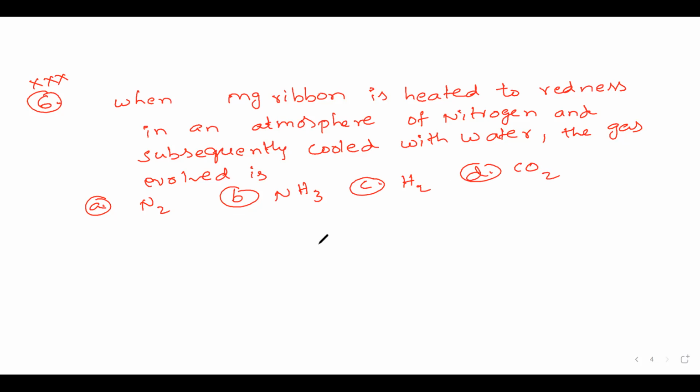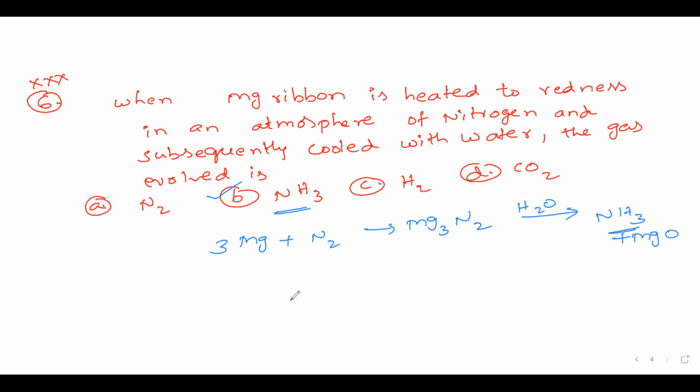So the answer for this is, since we already know, when magnesium ribbon is heated to redness, 3 moles of magnesium combine with nitrogen and form magnesium nitride, Mg3N2. This magnesium nitride, on subsequent cooling with water, forms ammonia gas along with magnesium hydroxide. So what is formed? Ammonia. Next question.